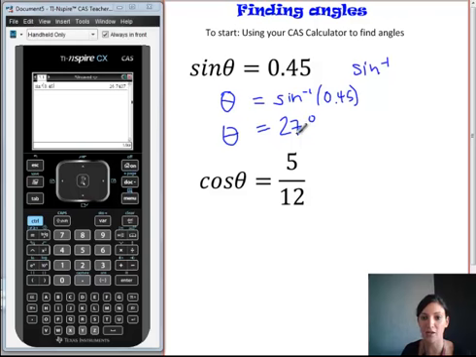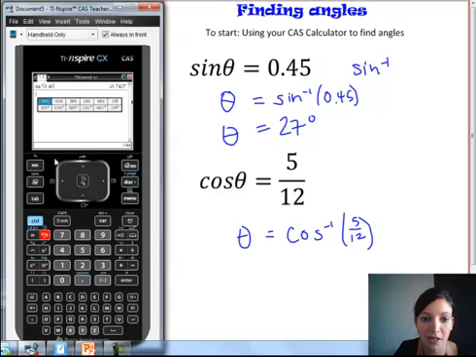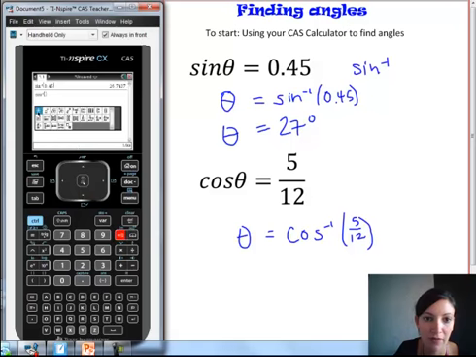Okay, we'll just try one more. Here we've got cos of theta is equal to 5/12. So the only difference here is that we're using cosine and that it's in fractional form, but it's the same steps. To solve for theta, we would do the inverse cos of 5/12. Okay, so we go to our calculator. Trig functions, inverse cos this time, and you can put it in as a fraction. So here's my fraction button, and I've got 5/12.